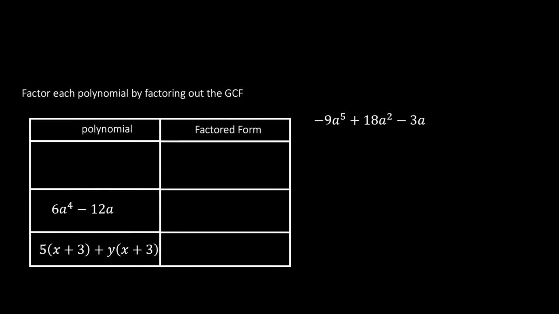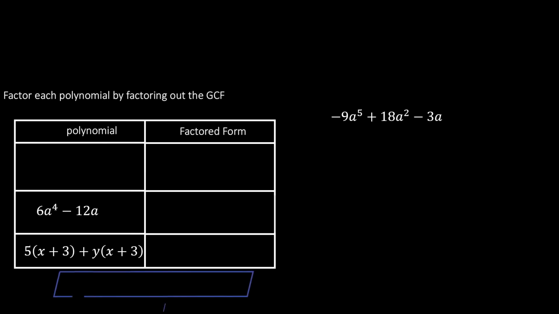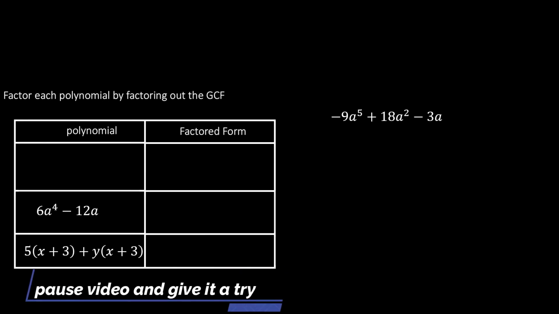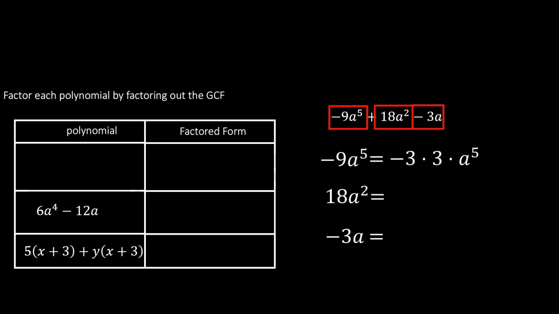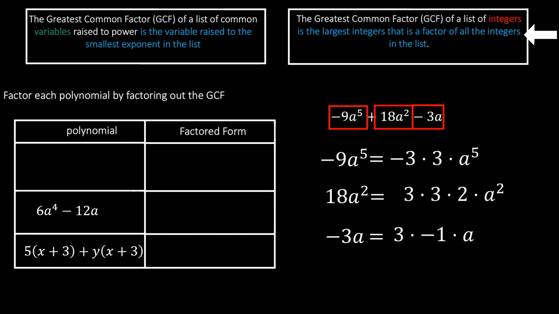First up is the polynomial negative 9a to the 5th power plus 18a squared minus 3a. If we take a look at the terms and write them as products of primes, we get negative 3 times 3 times a to the 5th power, 3 times 3 times 2 times a squared, and 3 times negative 1 times a. Now, using our understanding of the greatest common factor for variables and integers, we can see that 3 is the largest integer that is a factor of all integers in the list, and a is the variable raised to the smallest exponent, so the greatest common factor is 3a.